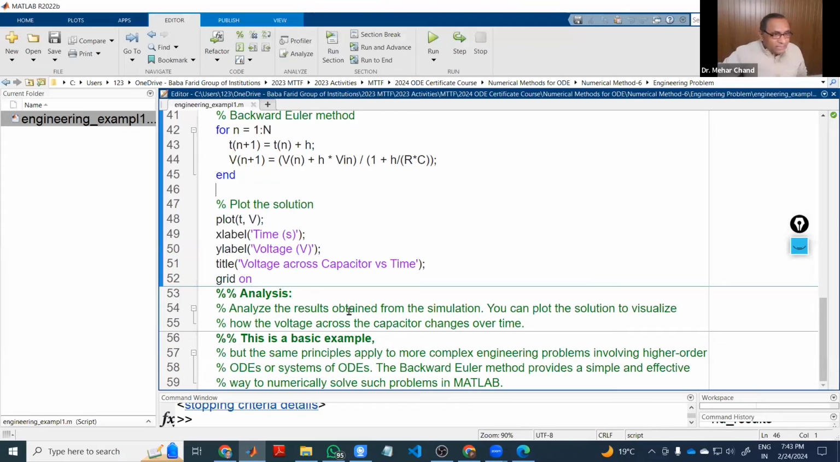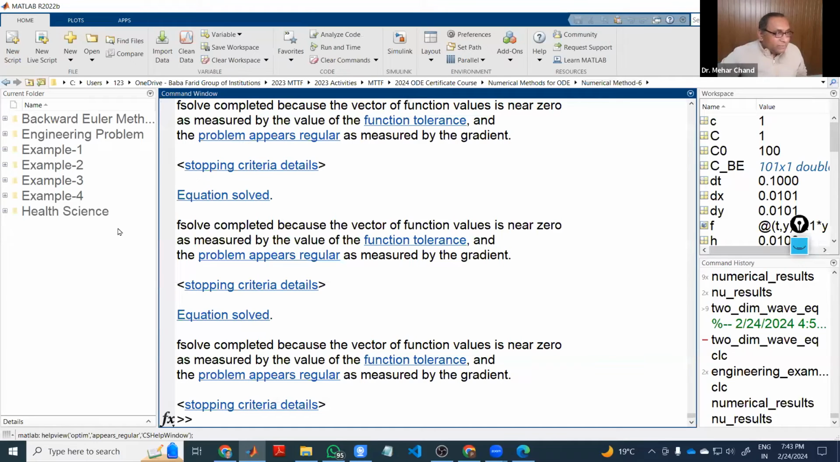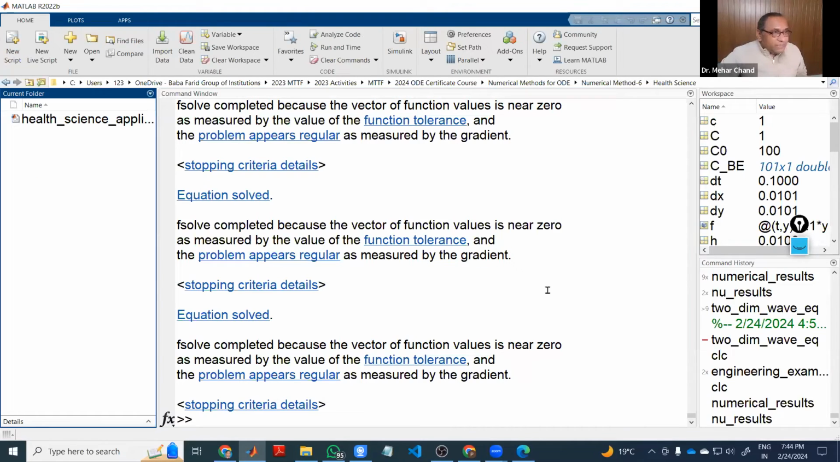After that, I have also tried to include an analysis part. This will help you. So this is the basic example to use. There are so many problems in engineering where we can use this method, for control theory, for circuits, and many more examples. There are also so many stiff problems. Here we have one more example related to health science. You can see that when you apply this method, these will always appear.